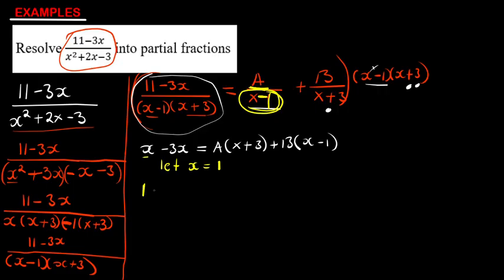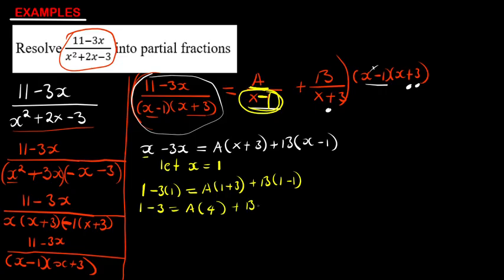So it will be 1 minus 3 equal to a times (1 plus 3), plus b times (1 minus 1). So I'll have 1 minus 3 equal to a times, here it is what? 4, like that. Is it okay? Then plus b times (1 minus 1). The answer is 0.